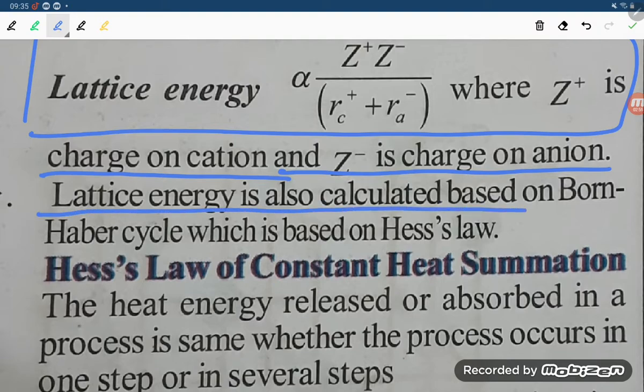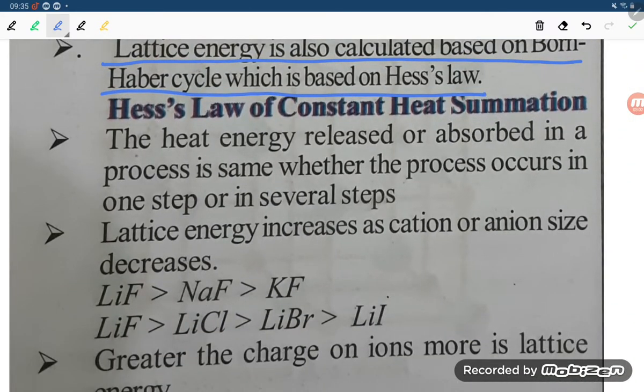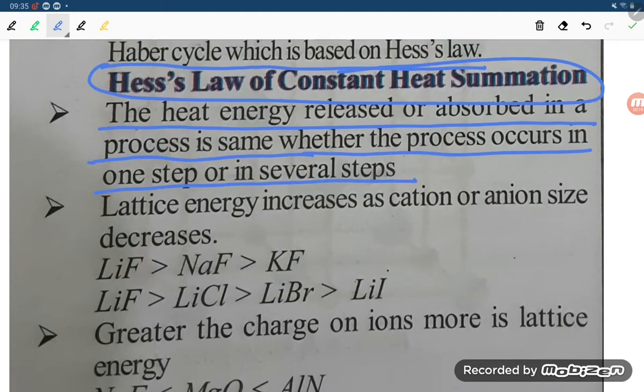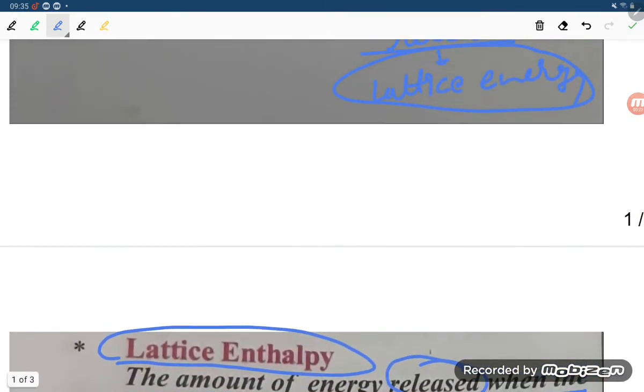Lattice energy is also calculated based on the Born-Haber cycle, which is based on Hess's law. So let us try to understand Hess's law of heat summation, students. Hess's law of heat summation: the heat energy released or absorbed in a process is the same whether the process occurs in one step or in several steps. Dear students, let us understand Hess's law, so you will be able to know better.